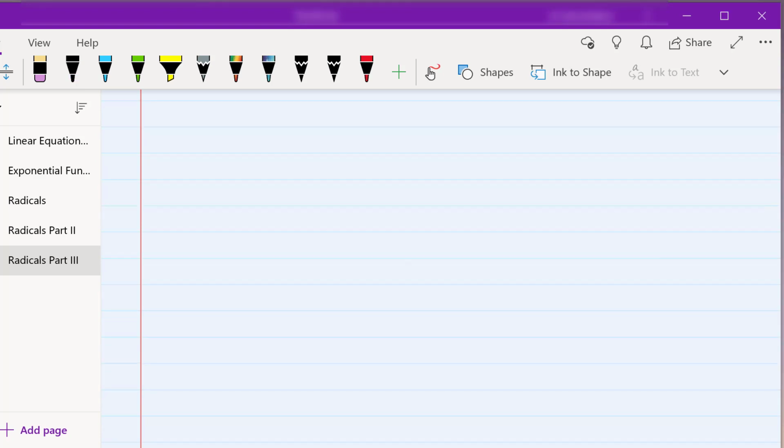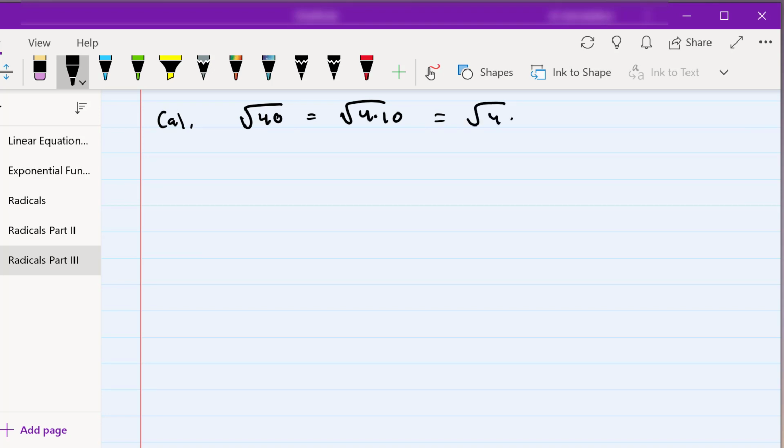Let us suppose I have a question to simplify the square root of 40. Given our product rule for radicals, we can say that this is simply the square root of 4 times 10, or the square root of 4 multiplied by the square root of 10. The square root of 4 is just 2. So therefore, the square root of 40 is just 2 square root of 10.